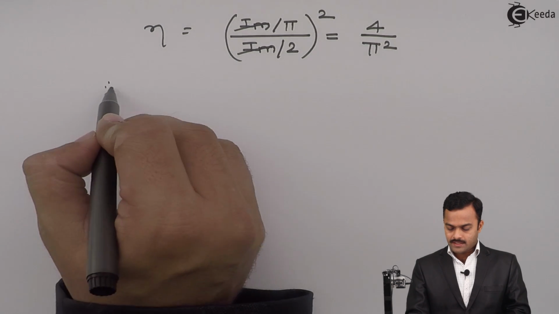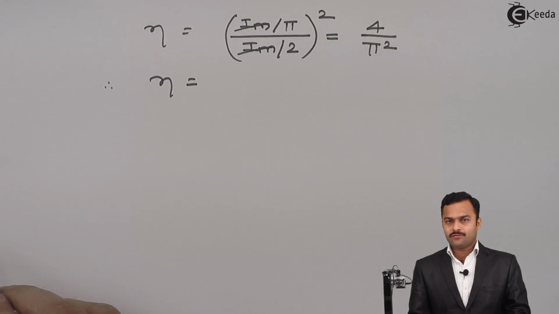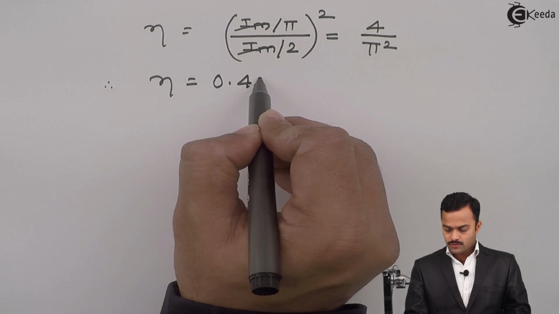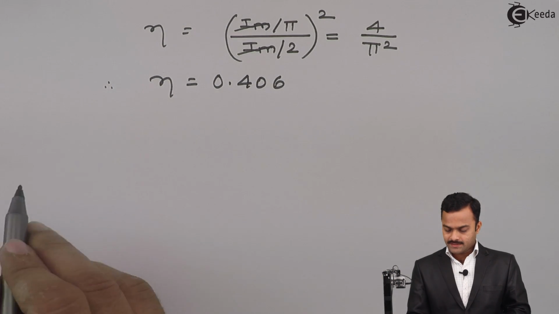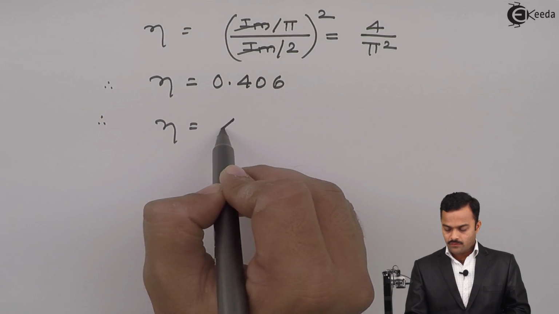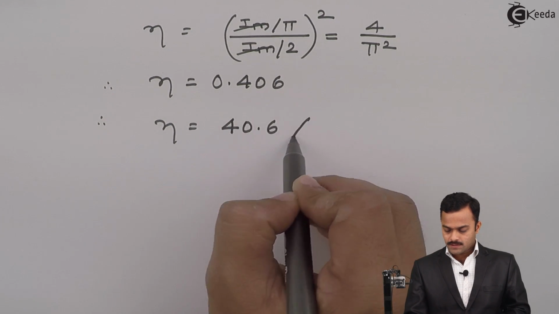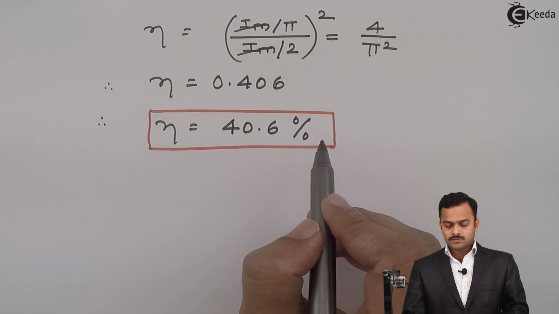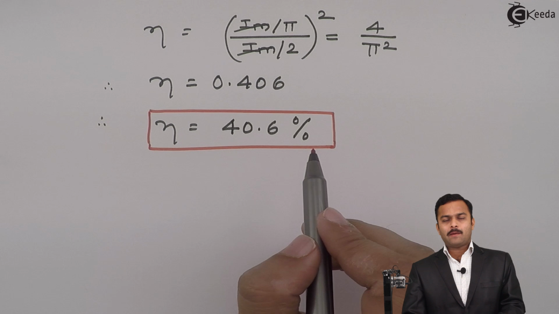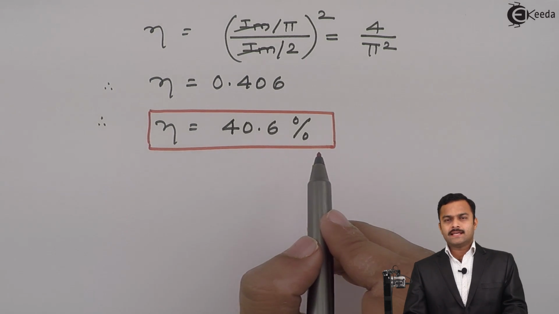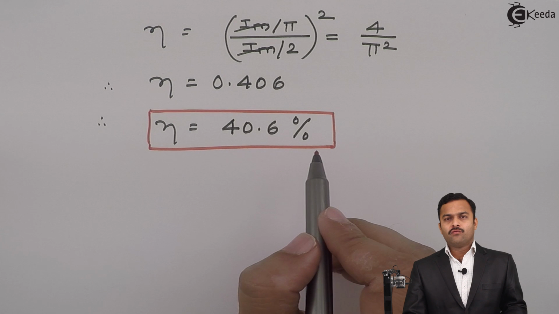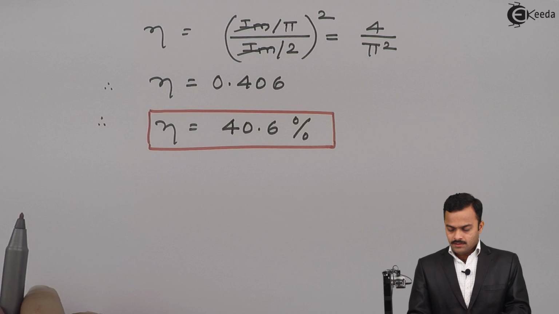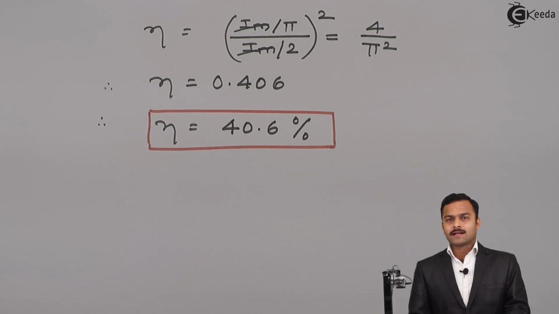Once again I can cancel this Im, and this will give me finally efficiency as 4 upon pi square, a constant. If I substitute pi as 3.14, I will get efficiency as 0.406. In percentage, it will be 40.6%. So this half wave rectifier is capable of converting AC into DC in 40.6%. It's not that much high. Let's go to next parameter, that is ripple factor.